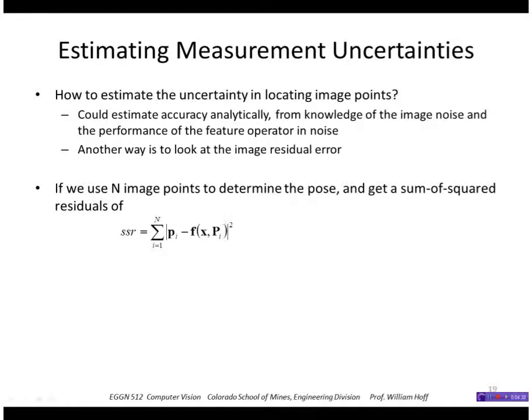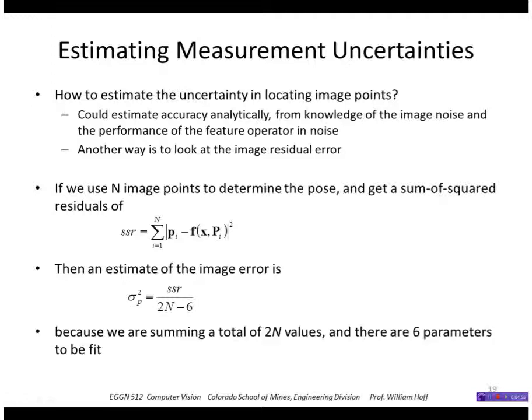So we can take the sum of squared residuals, that's the difference between the measured image points and the predicted image points, and we can divide that by 2n minus 6 to get an estimate of our image errors for all the points.